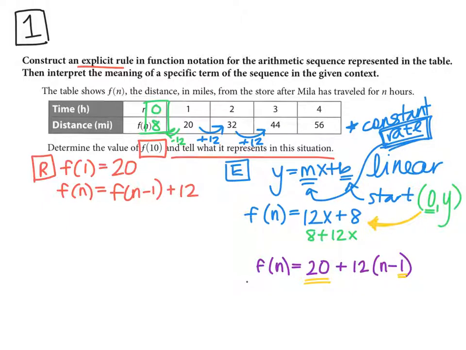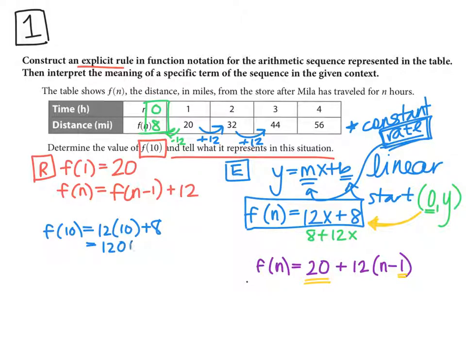All right, so whichever function you've chosen to use, and I'll assume that you're going to do this first one, even though I could be really wrong. We're going to solve this problem, which says find what f of 10 is and tell what it represents. So f of 10, we want to use explicit. That's a lot easier, so we're going to plug in. So 12 times 10 plus 8. That's going to give me 120 plus 8, which is 128. So I'm going to write f of 10 equals 128.